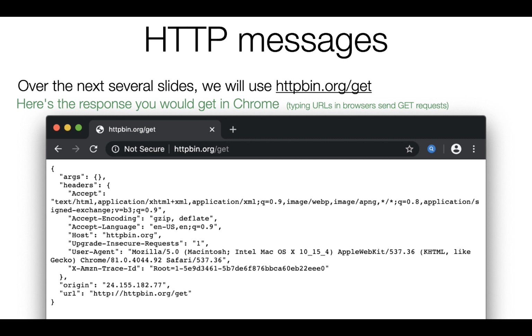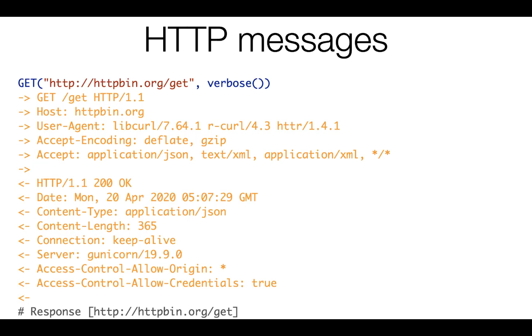If I want to do this in R, I'm going to use httr's GET verb. So GET, I give it the URL, and in this case, I say verbose. That verbose is going to tell the verb, here GET, to tell me the messages that it's sending out and that it receives from the web server. Okay, that's everything here in orange, and you'll see that there are some arrows to the right.